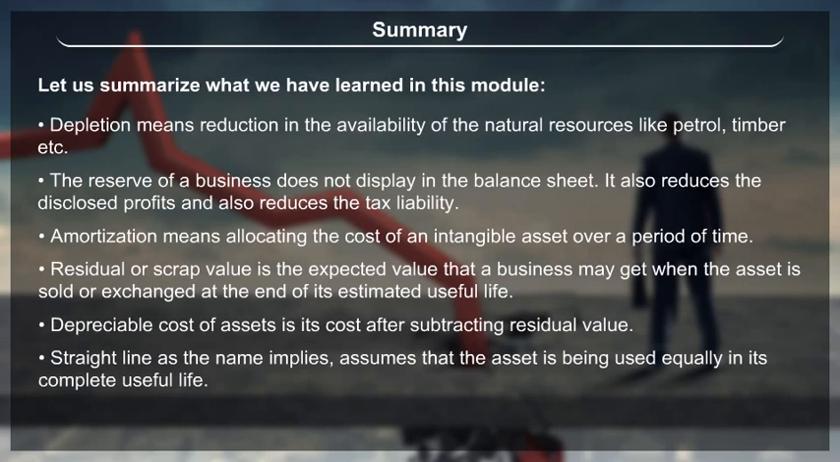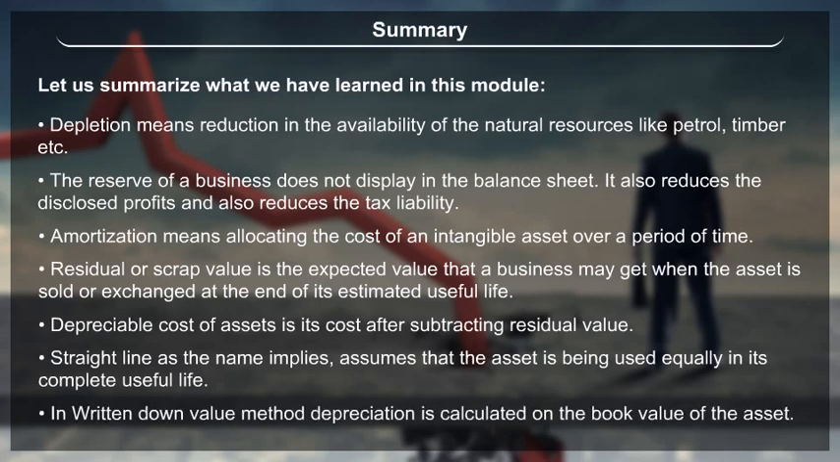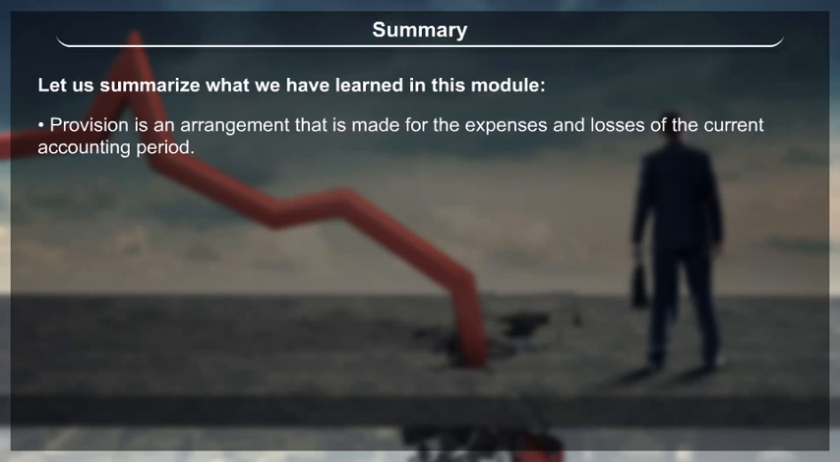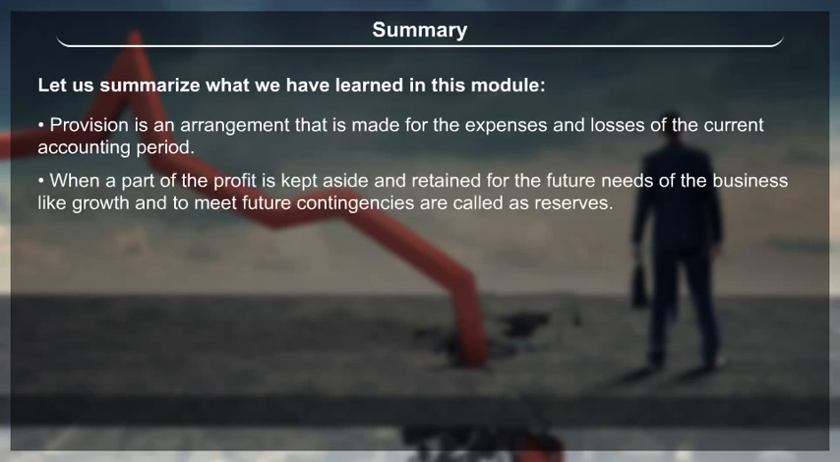Straight line, as the name implies, assumes that the asset is being used equally in its complete useful life. In written down value method, depreciation is calculated on the book value of the asset. Provision is an arrangement that is made for the expenses or losses of the current accounting period. When a part of the profit is kept aside and retained for the future needs of the business, like growth and to meet future contingencies, it is called a reserve.